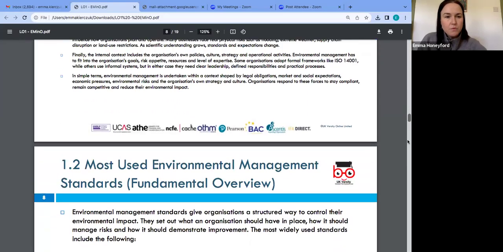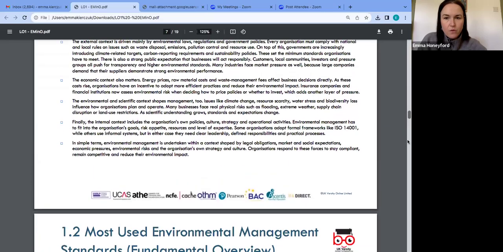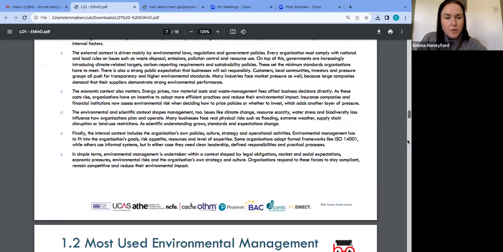I'll go through these. So, in simple terms, environmental management is undertaken within a context shaped by legal obligations, market and social expectations, economic pressures, environmental risks, and an organisation's own strategy and culture. Those are the main areas you need to be aware of going forward. Organisations respond to these forces to stay compliant, remain competitive, and reduce their environmental impact. So it's just to have those key areas in your head.